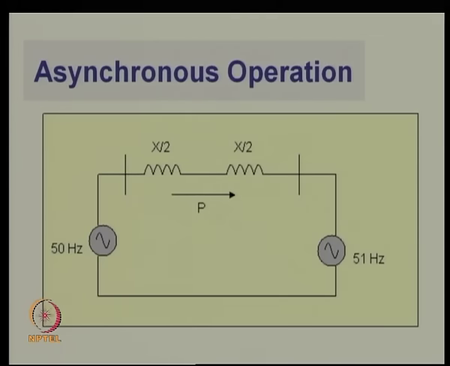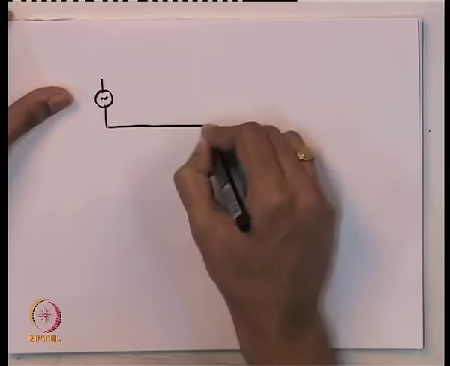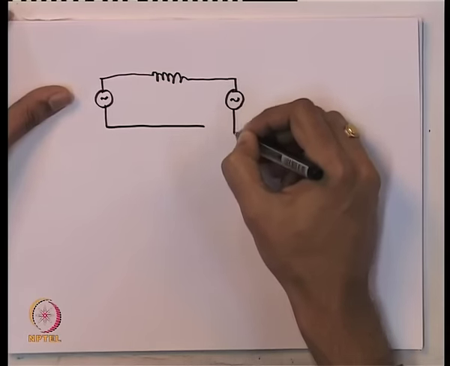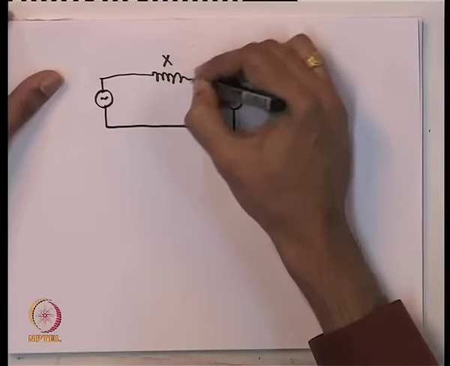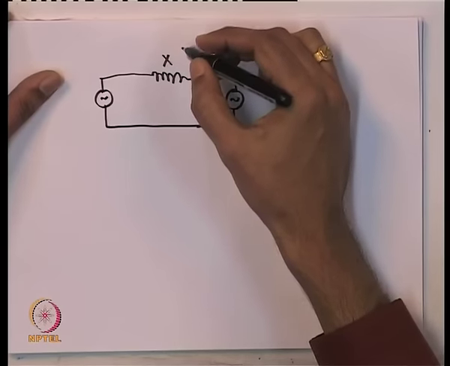You will notice here that the synchronous machine has been represented by a voltage source. In fact, a large part of my course is going to tell you how a synchronous machine is not actually a voltage source, but something much more complicated. So, let us analyze this situation where you have one synchronous machine operating at 50 hertz and the other at 51 hertz. You have two sources connected to each other by a transmission line which is represented by its reactance X. In fact, there is a big story of how we come to this representation of a transmission line by a lumped inductor, but we will keep that for some other time.